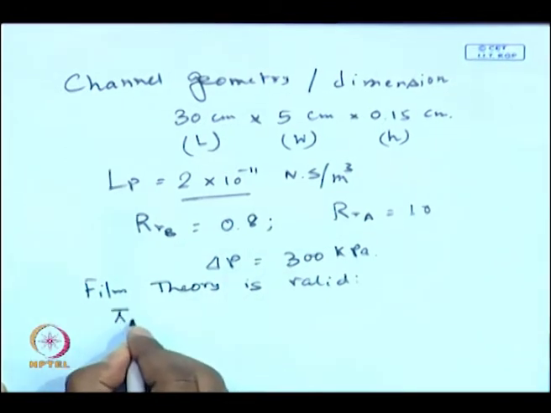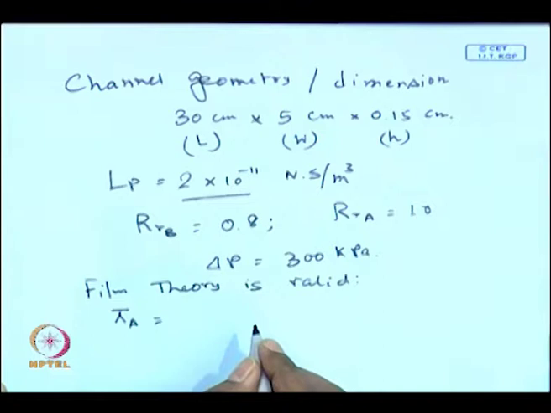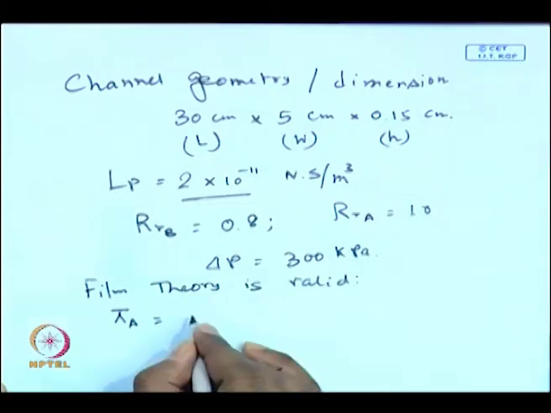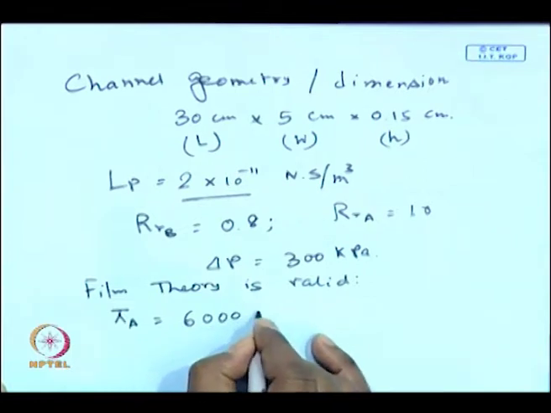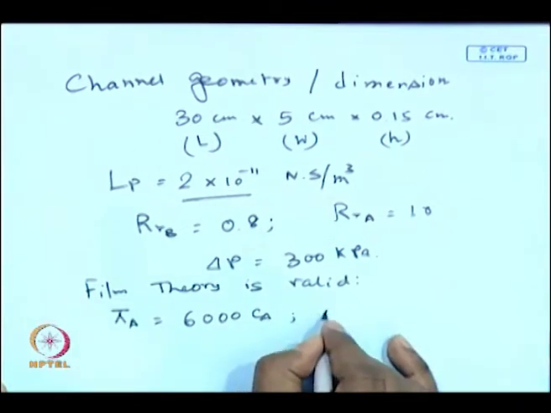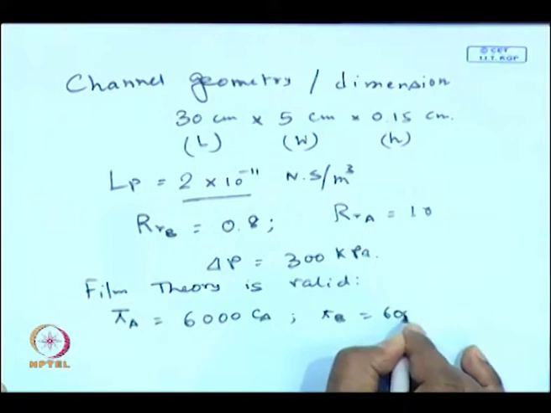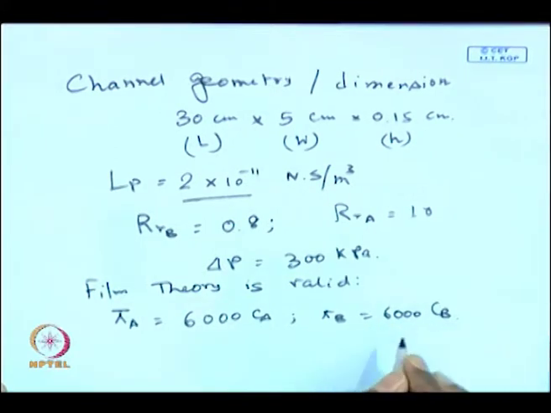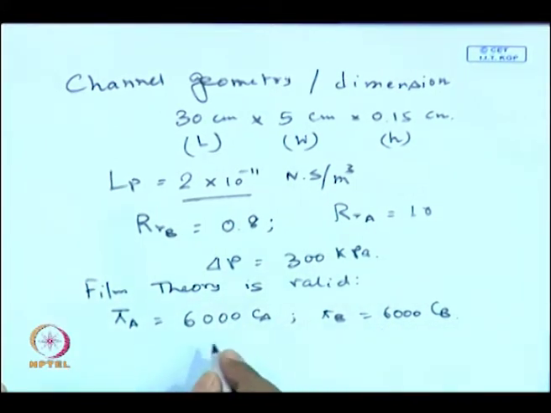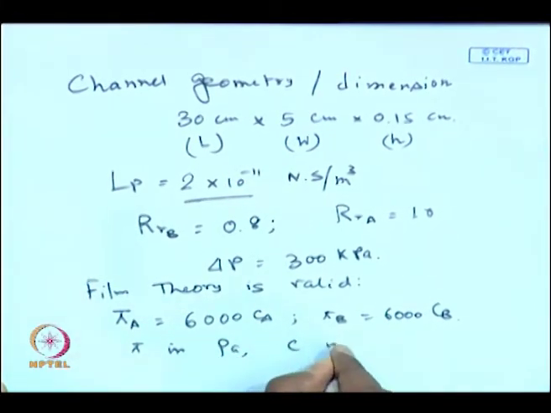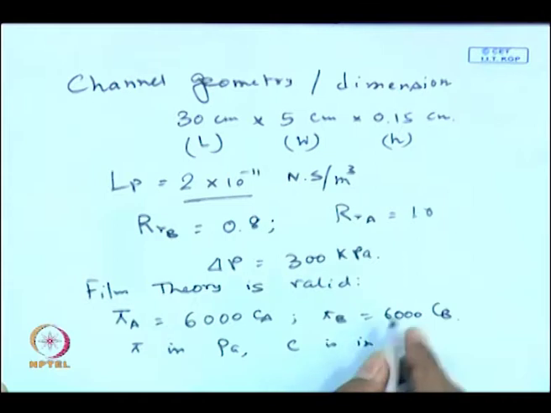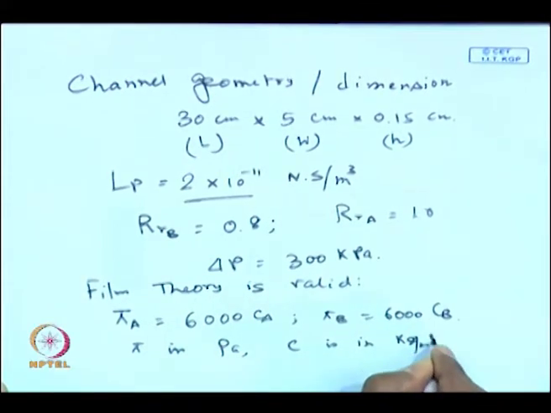Osmotic pressure of the solution for component A is varying as 6000 times Ca, and pi of B is 6000 Cb, where pi is in Pascal and C is in kg per meter cube. That means milligram per liter has to be converted into kg per meter cube.